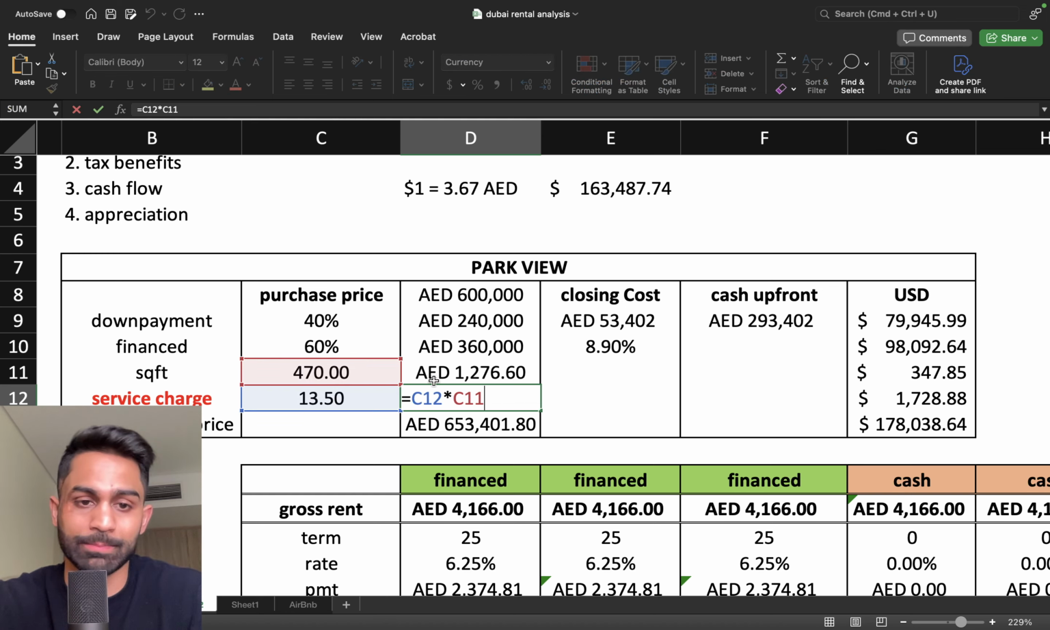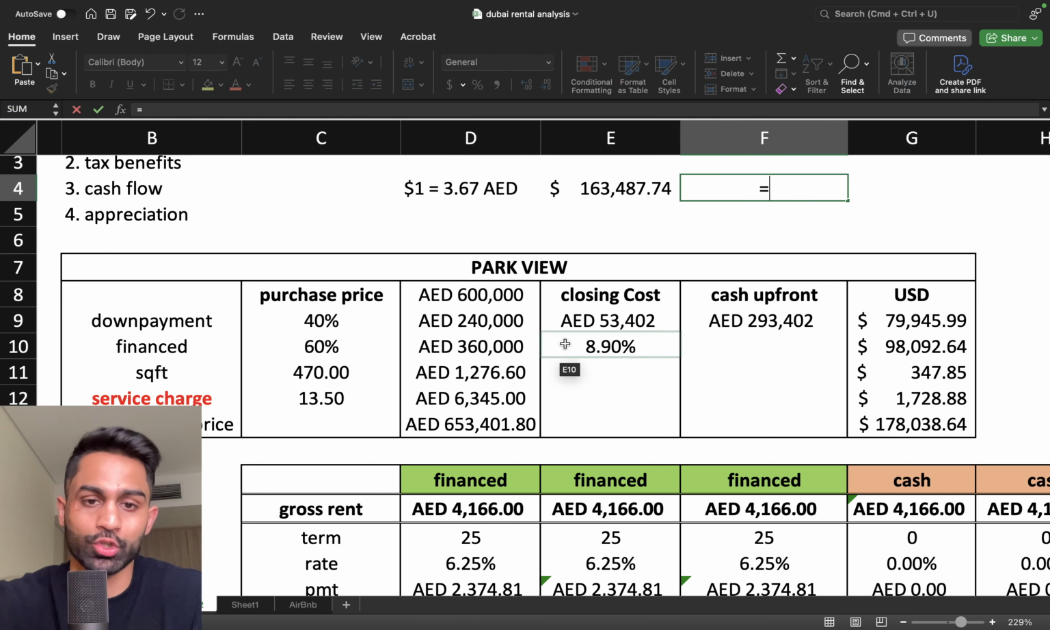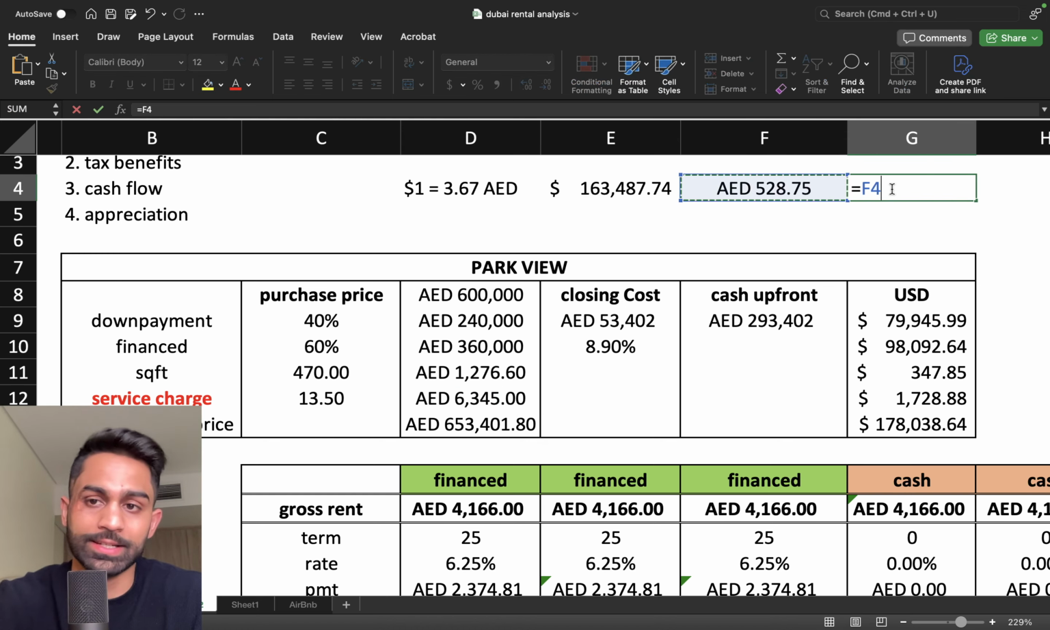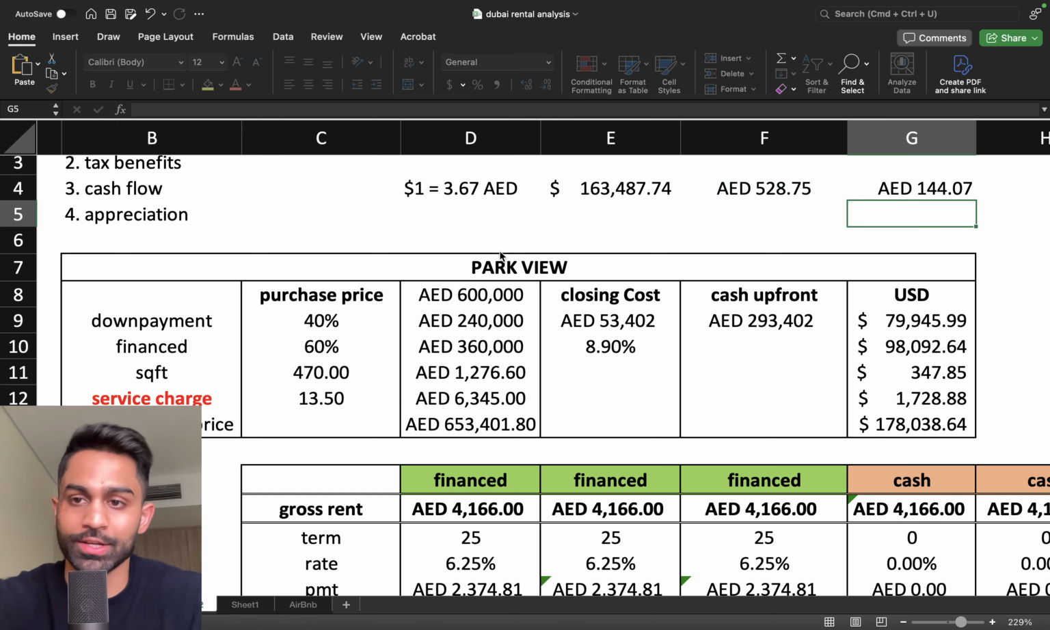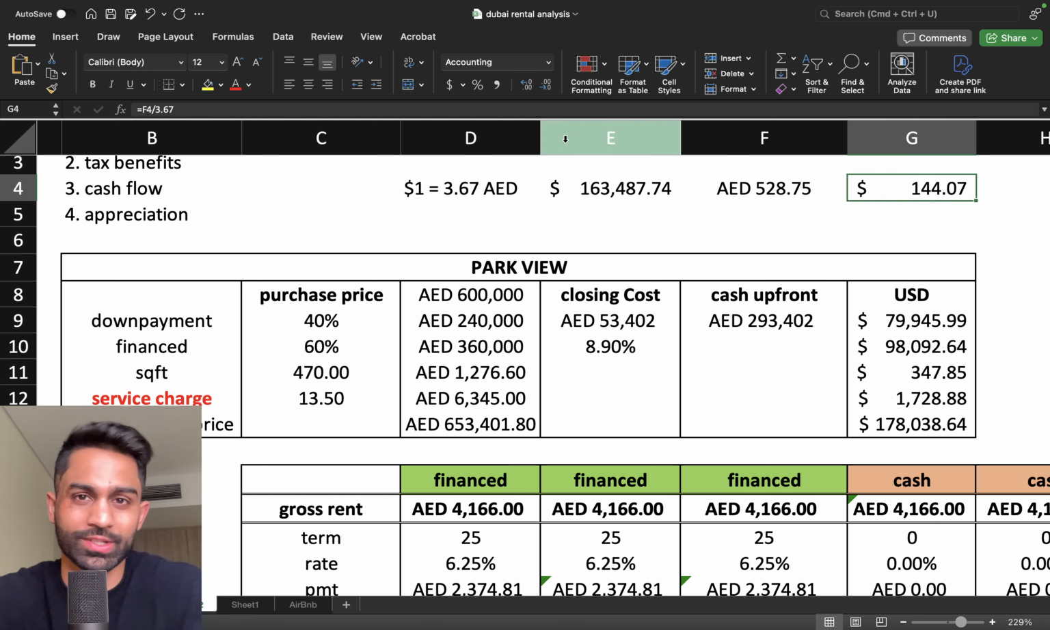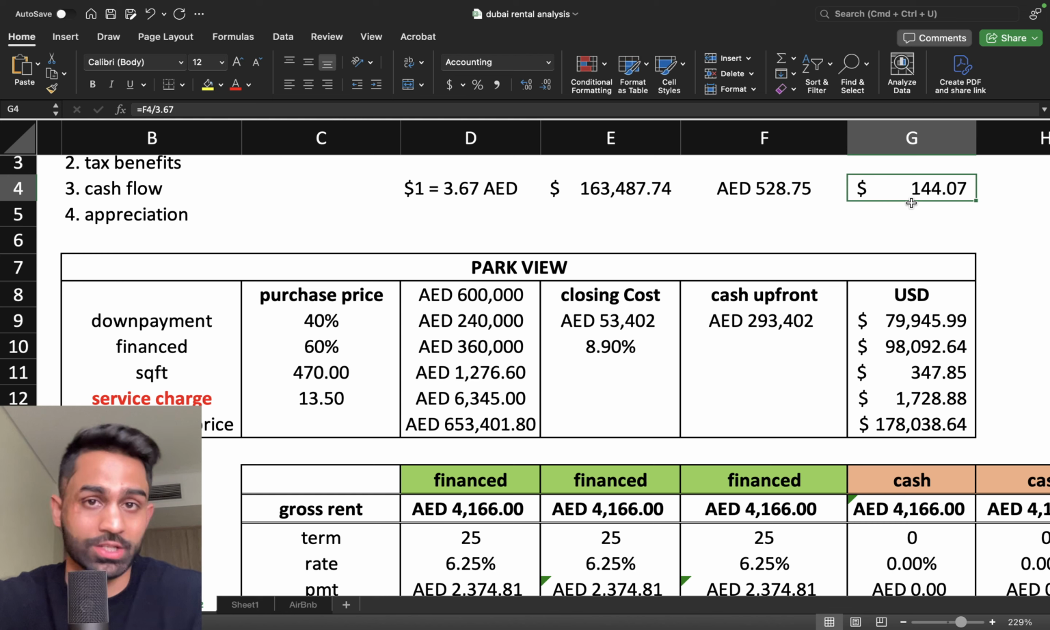So 6,345 for the entire year, because this is on a per square footage basis. This is simply taking into account this 470 times 13.5 for the entire year, and then you divide this by 12 is how much you actually pay on a monthly basis, which is 528 dirhams, which again, divided by 3.67 is going to be about $144, which is pretty standard, right? Think of it as an HOA, Homeowners Association, $144, and this kind of takes care of all the amenities, the common areas, the security, the pool, the gym, the trash, building upkeep, elevators, all that stuff. So that's the service charge that I wanted to go over.